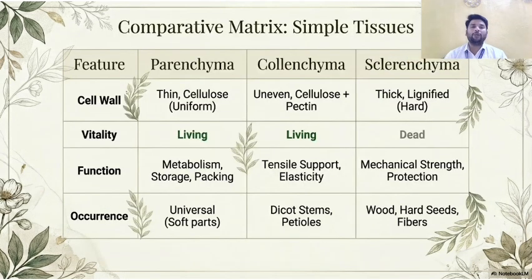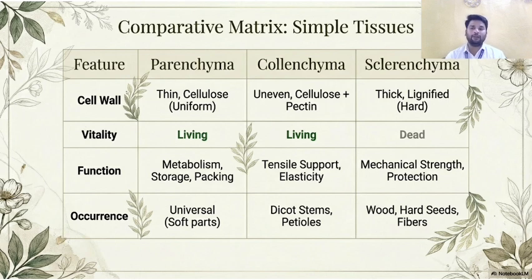Now a comparative account between the different types of simple tissue that we discussed in the previous slides. Features include the cell wall: in parenchyma it is thin with cellulose and has a uniform structure. In collenchyma, it is uneven and composed mainly of cellulose and pectin. In sclerenchyma, the cell wall is thick and lignified, which is hard in nature.